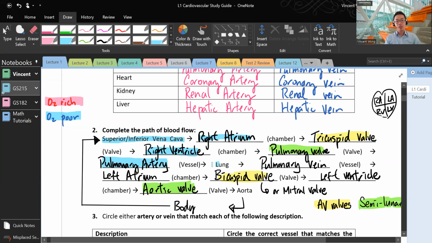Once you get to the lungs, we will reoxygenate it. So we will go from oxygen poor to oxygen rich. And then everything after that is going to be oxygen rich, until it goes to the body, then the oxygen will leave the blood and go into the tissue. When it's done, it will go back to the heart through the superior and inferior vena cava.